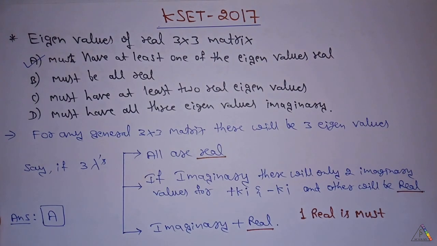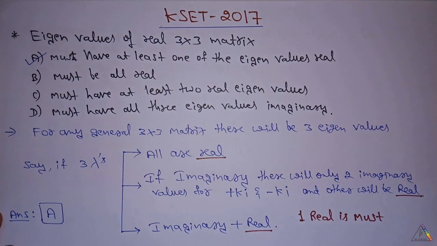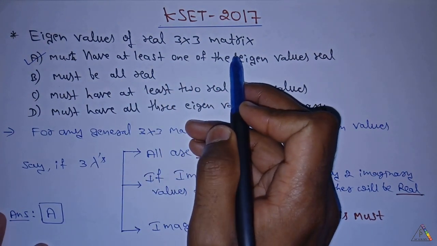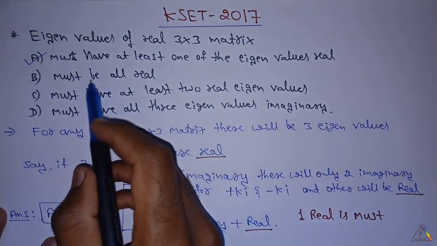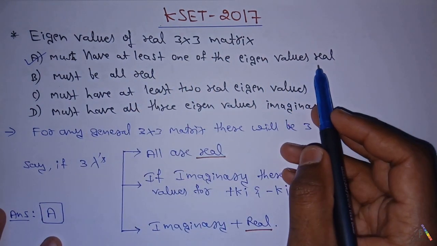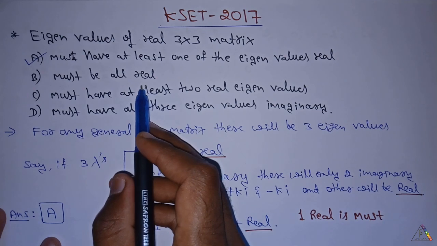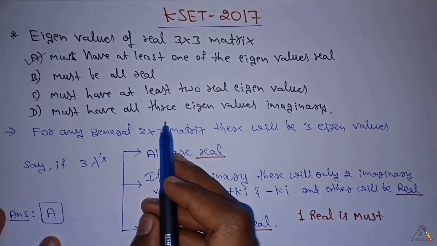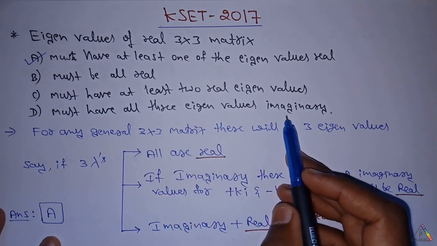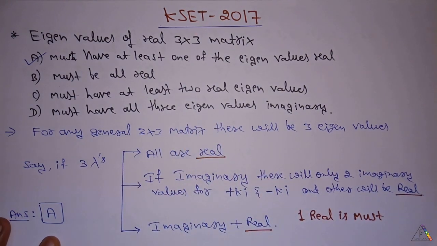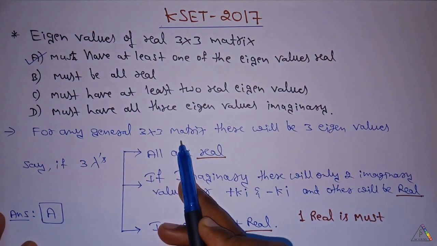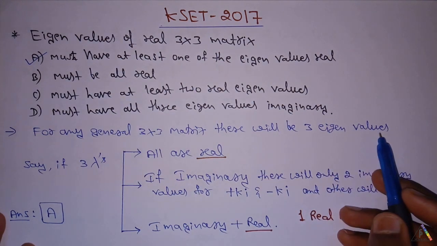This is the KSET 2017 question. The question is, eigenvalues of a real 3 cross 3 matrix: must have at least one real eigenvalue, must be all real, must have at least two eigenvalues, must have all three eigenvalues imaginary. From the properties of eigenvalues, we know that a 3 cross 3 matrix will have 3 eigenvalues.